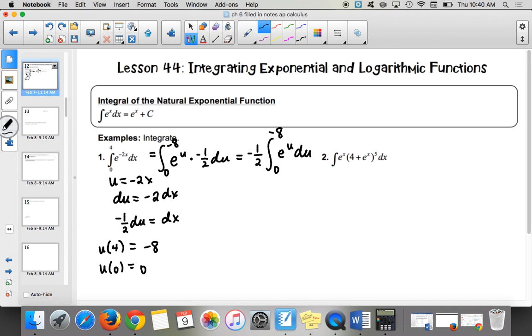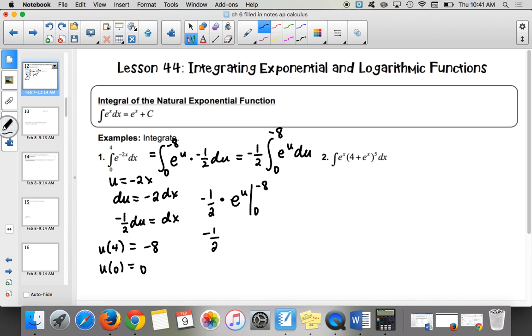Now when I integrate e to the u, I get itself. So I'm going to have negative 1/2 times e to the u, from 0 to negative 8. Would it be e to the u times u? No. The du just goes with the integration sign. If you had e to the 5x, you would do e to the 5x over 5, but not 5x, right? Easy.